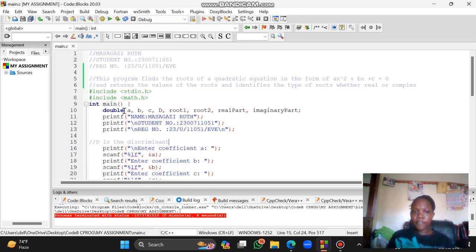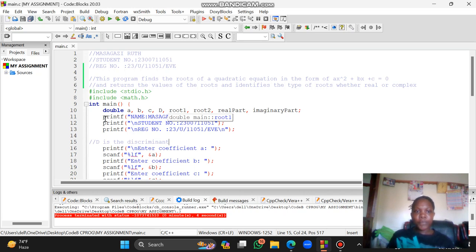Here we have a, b, c, d, then root 1, root 2, plus the real part and imaginary part. These are the variable declarations used to store the coefficients. A, B, and C are coefficients. D is the discriminant, which is given by b squared minus 4ac. Then we have the roots, root 1 and root 2. Then for the complex roots, we'll have the real part and the imaginary part.